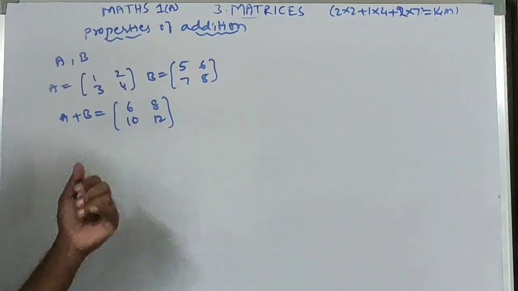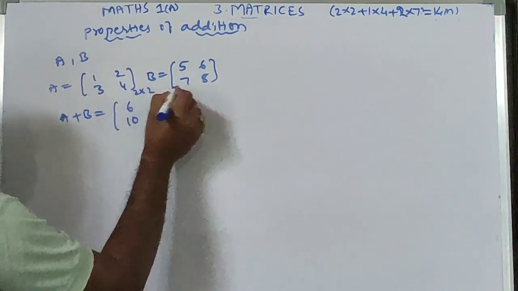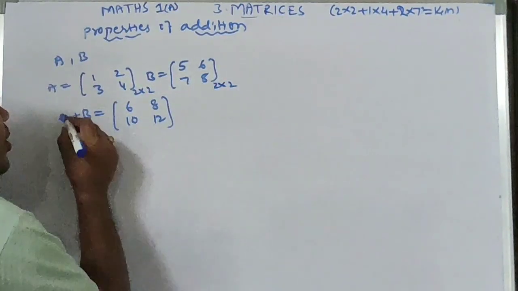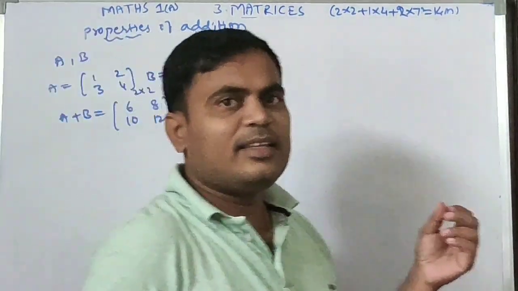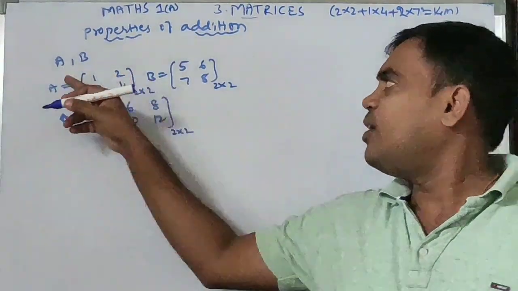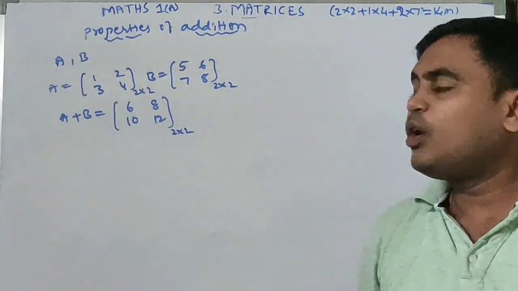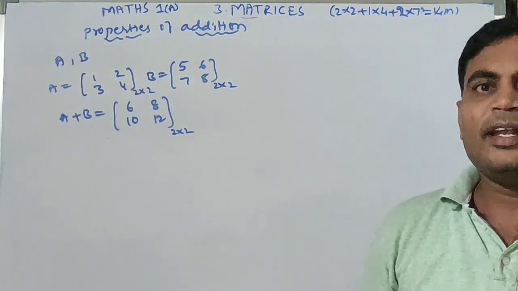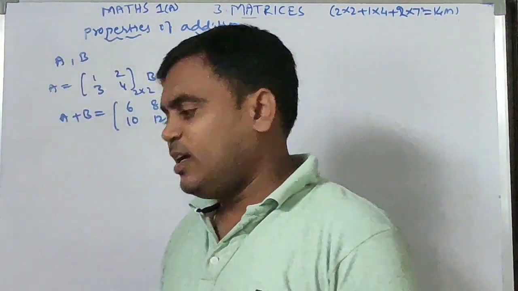When adding the corresponding elements, A is a matrix of order 2 by 2, B is also a matrix of order 2 by 2, and A plus B is again of order 2 by 2. So the result of adding two matrices is again a matrix. When the result of two matrices is again a matrix, it is called the closure property. So the closure property is satisfied.